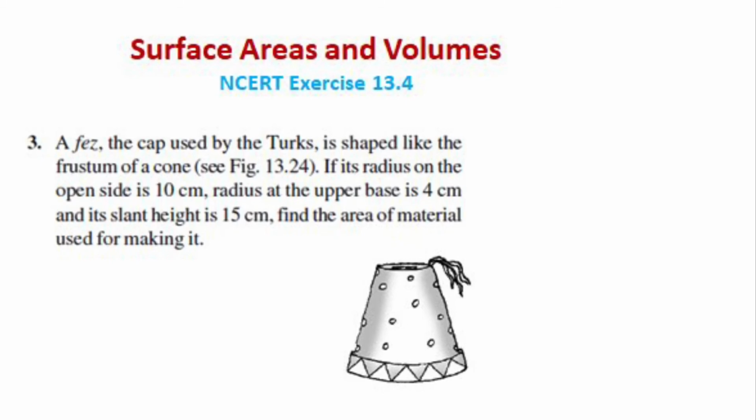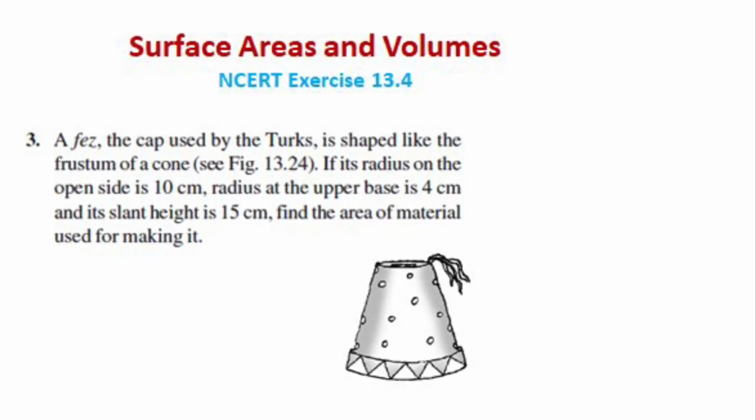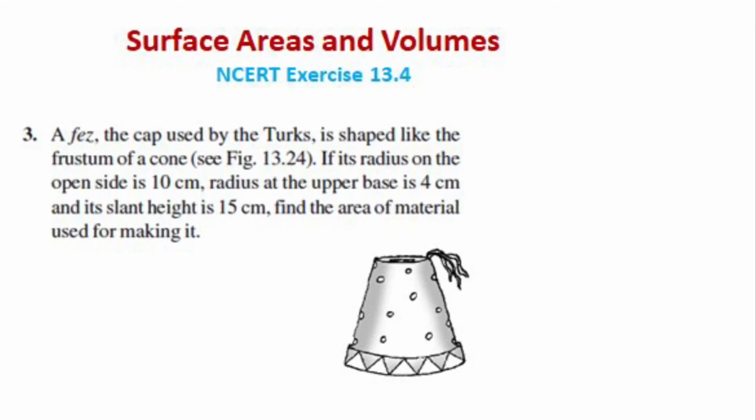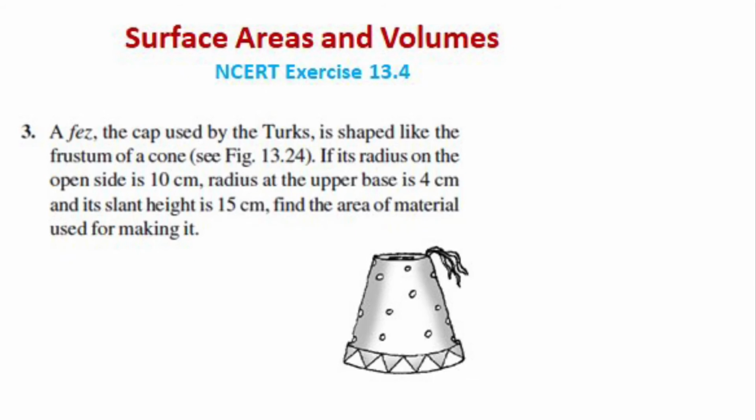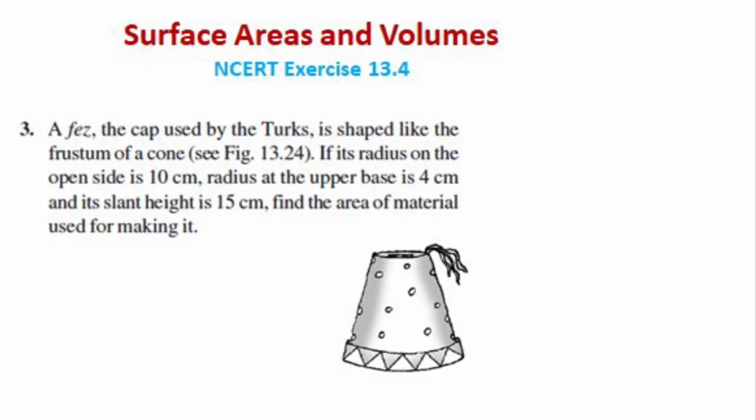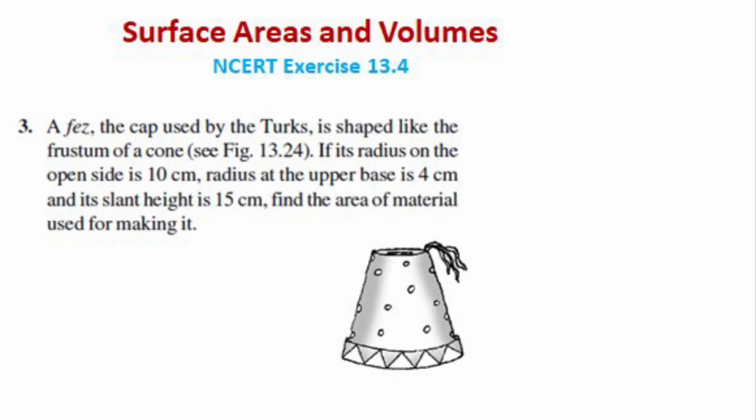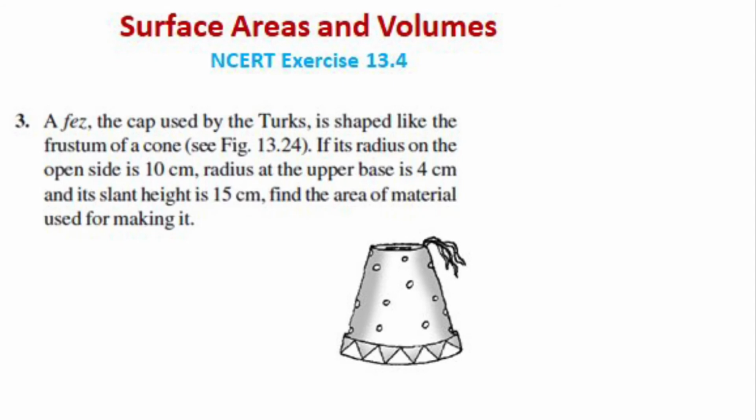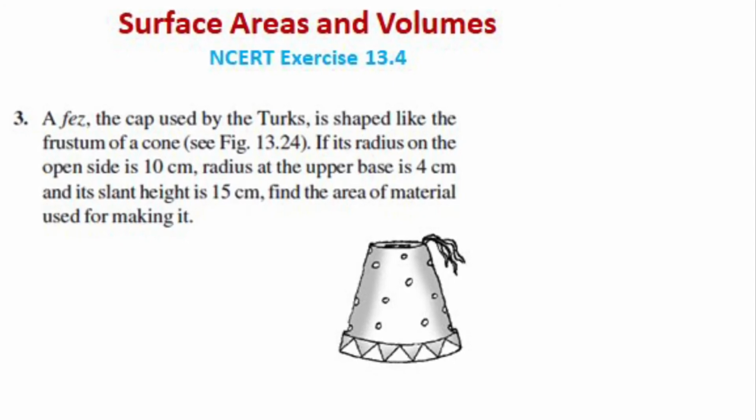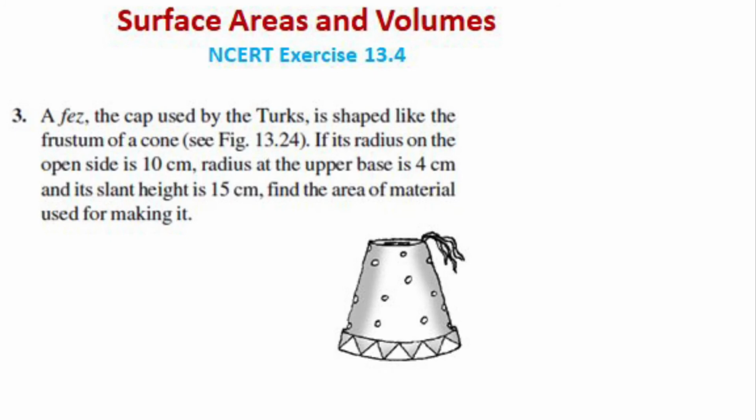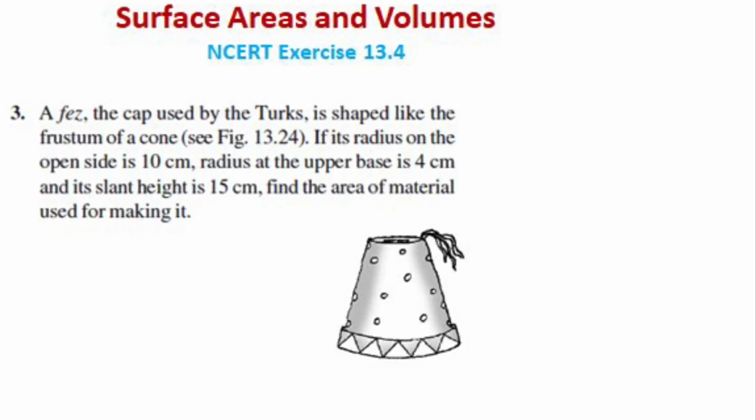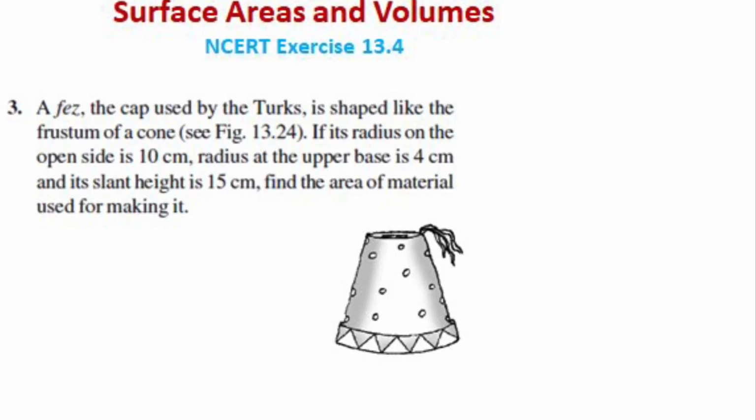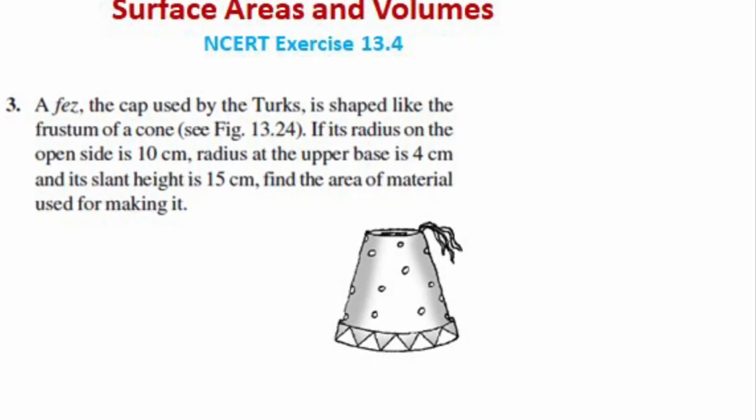Question number 3. Question number 3 says a fez. It is the cap used by the Turks, right? So it is shaped like the frustum of a cone, and your figure is given in the book. If its radius on the open side is 10 centimeters, so the open side will be the bigger one, right? We can figure it out, the cap. So the top one will be smaller, and we can see the diagram also. And the radius of the upper base is 4 centimeter, and its slant height is 15 centimeter. Find the area of the material used for making it.